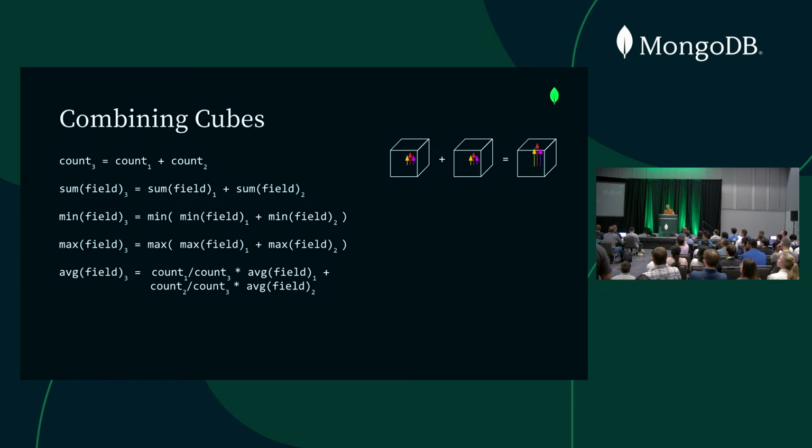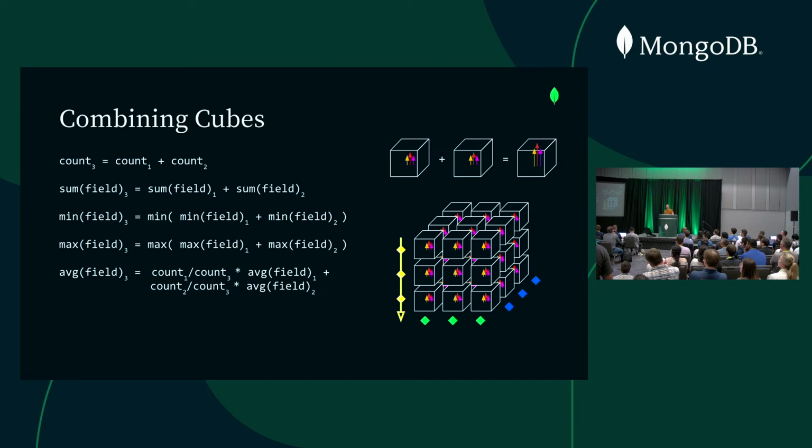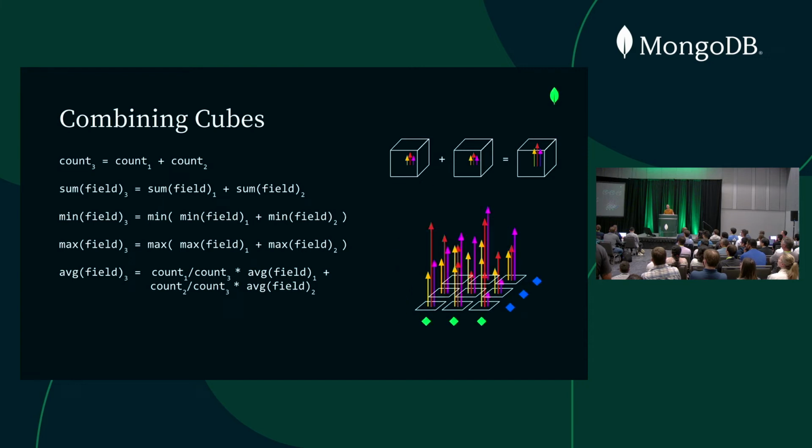And if I combine all the cubes along an entire dimension, like shown here along this yellow arrow, what I effectively do is I project out that entire dimension, and I end up with the state as if I had never added that dimension before in the group stage. So that means this operation is reversible.